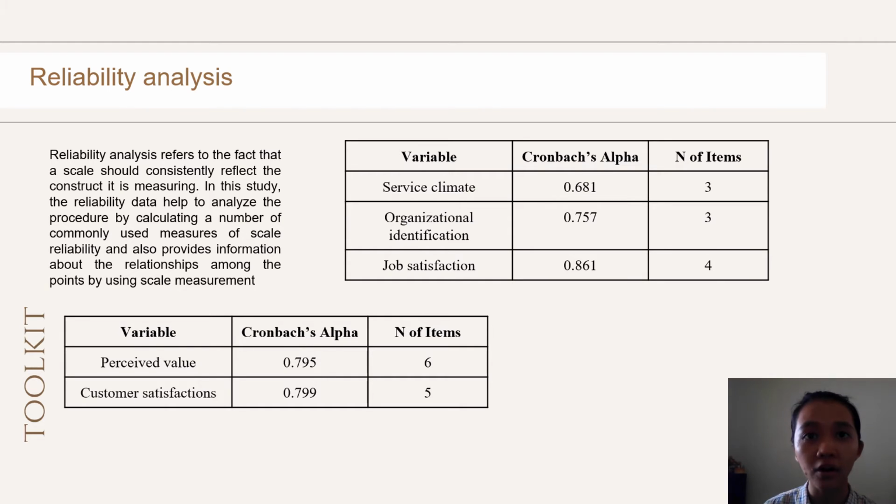To support the reliability of this research, I will show the reliability data. Reliability analysis refers to the fact that the scale should consistently reflect the construct it is measuring. In this research, the reliability analysis helps to analyze the procedure by calculating a number of commonly used measures of scale reliability, and also provides information about the relationship among the items by using scale measures. For information, when Cronbach's alpha is above 0.5, the relationship between one item and another is considerably strong. So in this research, all the items are rated as strong and reliable.